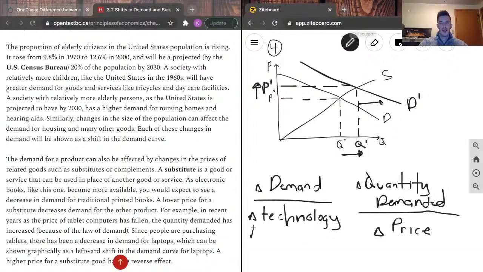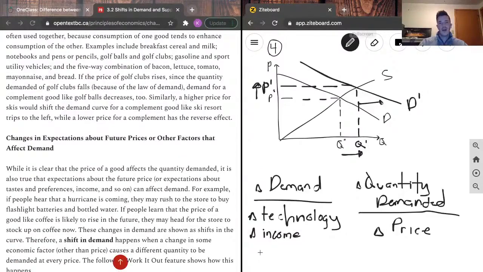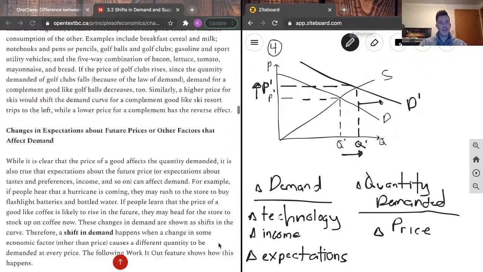Yes, the change in income for the consumers. If you're on a very low income, you probably don't have much demand for a Lamborghini. But if you come into a large sum of money, maybe you will. Changes in expectations about the future. Maybe it's the summertime and you think the price of a snowblower is going to go up soon. That may increase your demand because you don't want to pay the higher price in the wintertime when you may need a snowblower.